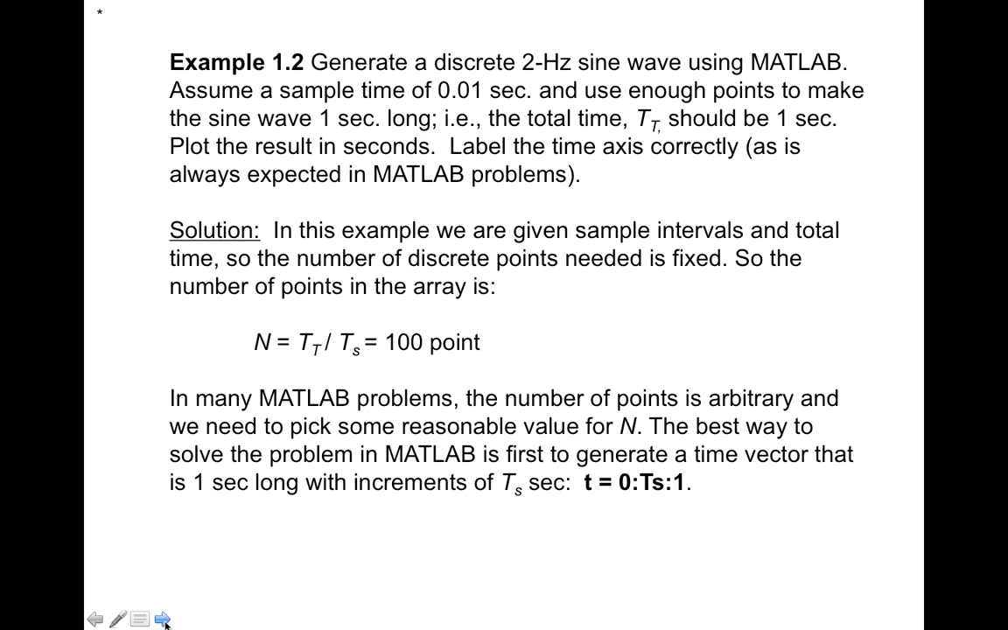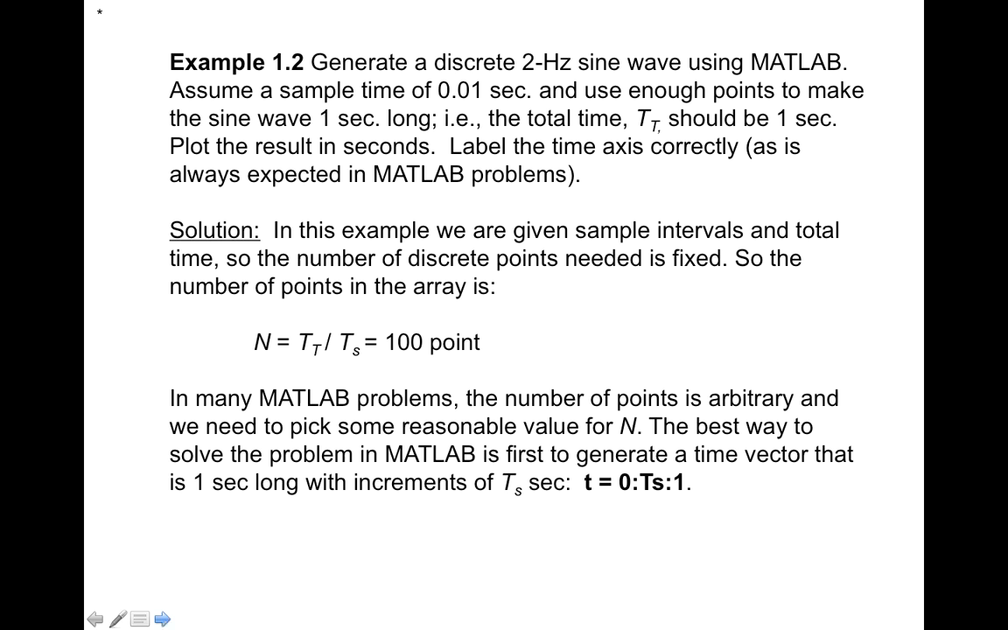Here's an example where we want to generate a discrete 2 Hz sine wave using MATLAB. We want a sampling time of 0.01 seconds. We want to use enough points to make the sine wave 1 second long, so the total time should be 1 second. We want to plot the result as a function of seconds and label the time axis correctly. In this example, you're given the sample interval and the total time, so that tells you the number of points you have.